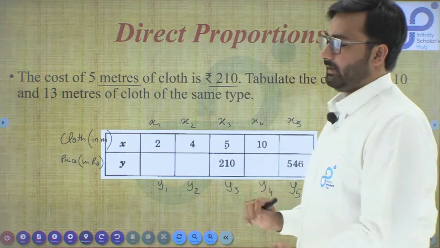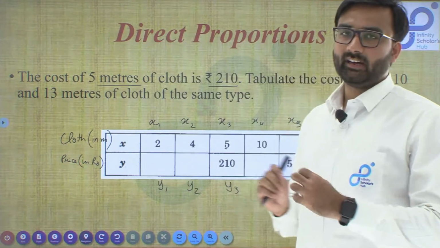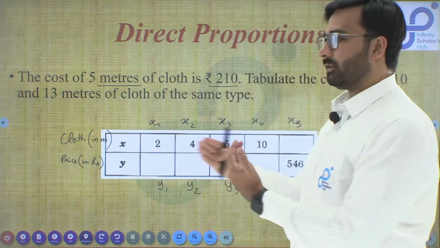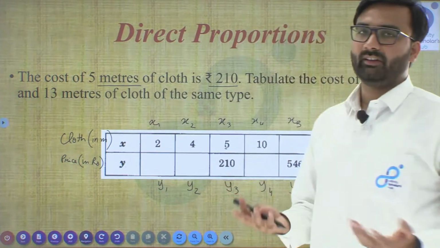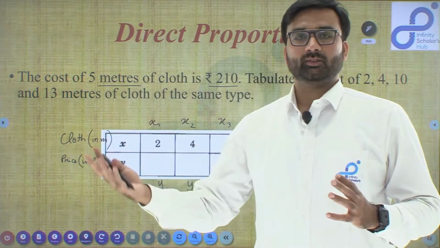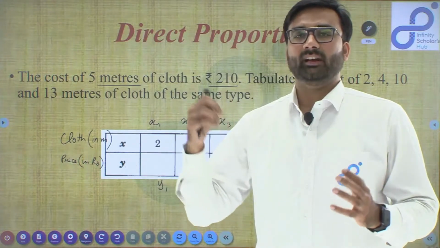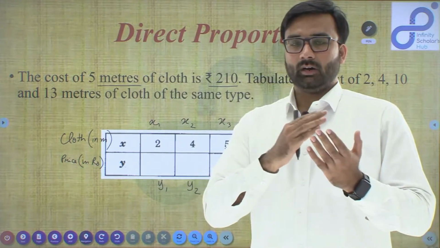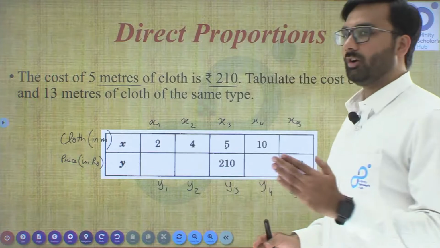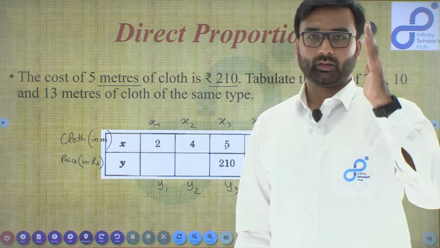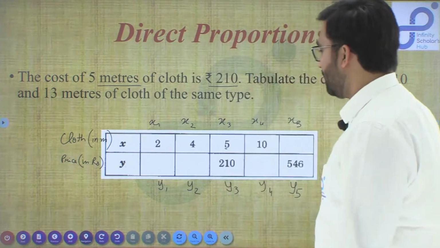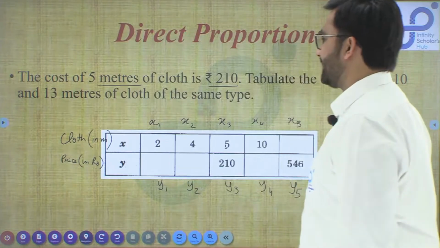And this is a case of direct proportion, or you can say direct variation. How can you identify that? Because as the cloth in meters increases, the price of the cloth will definitely increase. For example, if you buy 2 meters, it costs you 50, and if you buy 4 meters, it will cost you 100. So as you buy a longer cloth, the more you have to pay. As the length of cloth increases, the price also increases, so clearly this is an example of direct proportion.